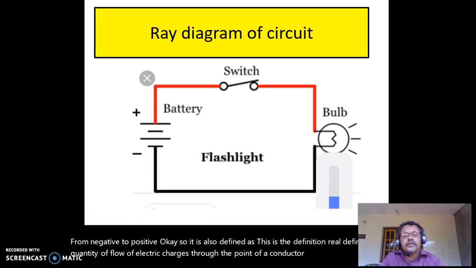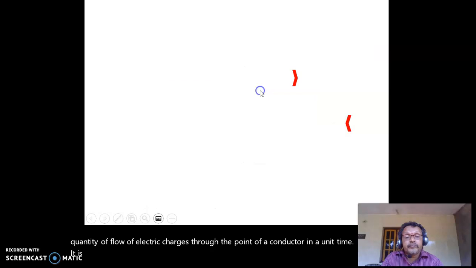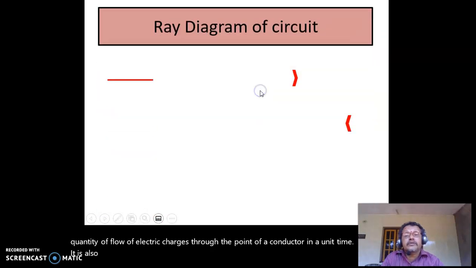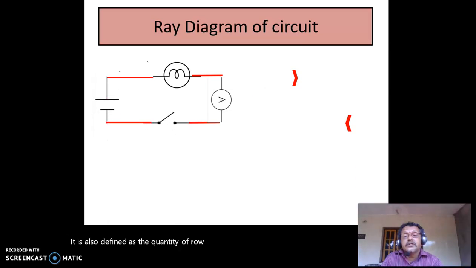So now the diagram of the circuit. This is the simple diagram of the circuit. This is the switch, this is the battery, and the bulb is lighting. Therefore this is a closed circuit, because the switch is on, the switch is connected. So now we have two types of circuit. Now how to draw the diagram. Like this: ammeter, conductor, switch, conductor, source. This is plus, this is minus.